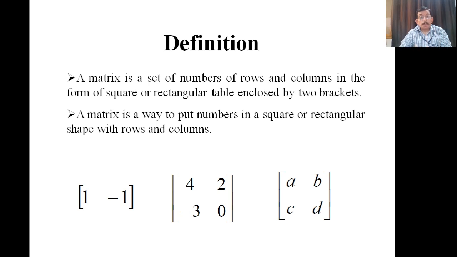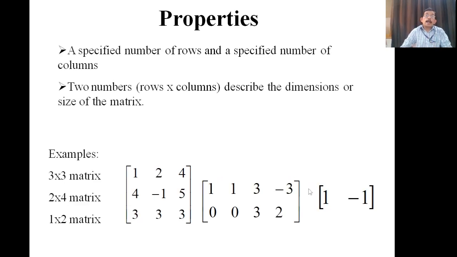Suppose there are two classes, class first and class second, and there are two sections, section A and section B. The number of students belonging to section A and class first is the first entry, and after that the number of students belonging to section B in the first class. This is an example of matrices.